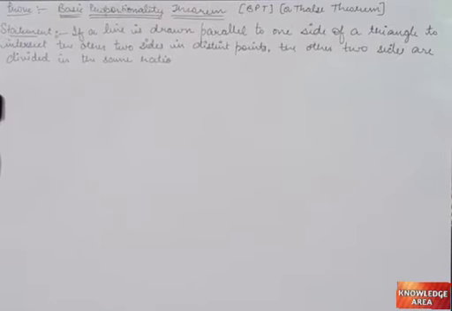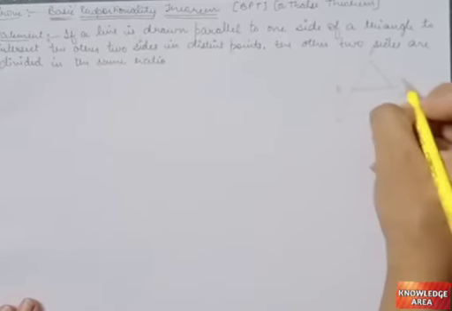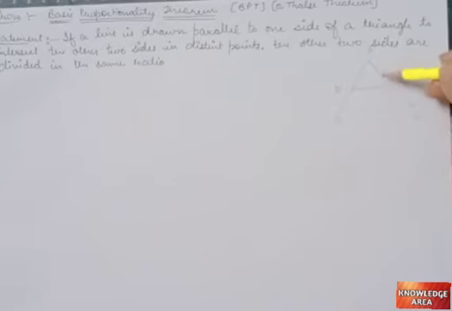So the statement is, if a line is drawn parallel to one side of a triangle to intersect the other two sides in distinct points, the other two sides are divided in the same ratio. A line drawn parallel, this is D and E, to the other side of the triangle, the ratio in which the sides are divided is equal.